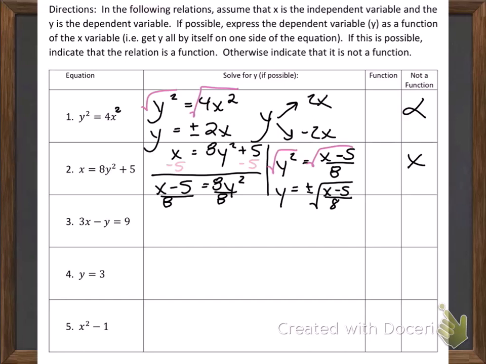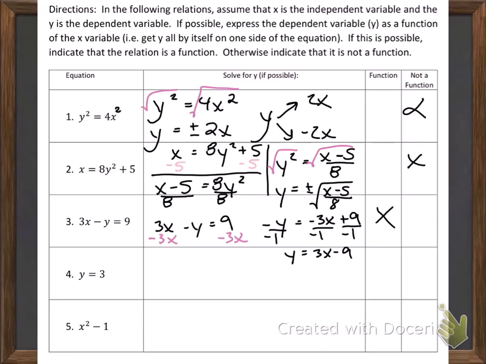All right, let's look at number 3. We have 3x minus y is equal to 9. What we need to do is see if we can isolate our y variable. I'm going to do this by first subtracting 3x from both sides. When I do that, I get negative y is equal to negative 3x plus 9. The last thing I'm going to do is divide everything by negative 1, and so we get y is equal to 3x minus 9. This is a function. Not only that, it's a linear function.